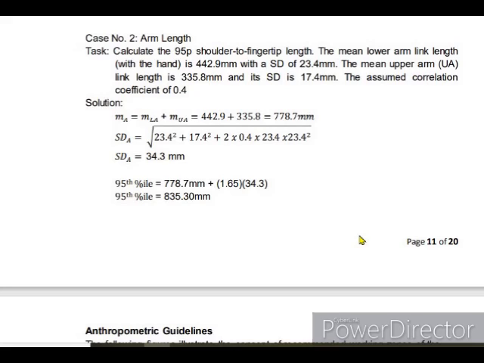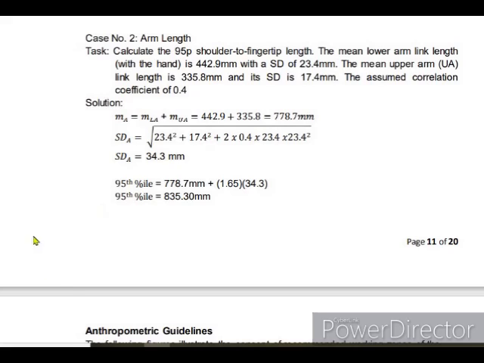Okay, so the solution, we will just use this formula. M sub a is equal to m sub la plus m sub ua. So what is m sub la? M sub la is the measurement of the lower arm length. Then plus m sub ua, which is the upper arm length. So it is equal to 778.7 millimeters. Okay, so next we will get the standard deviation.